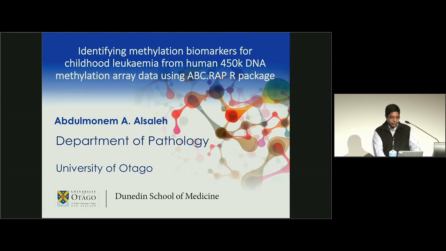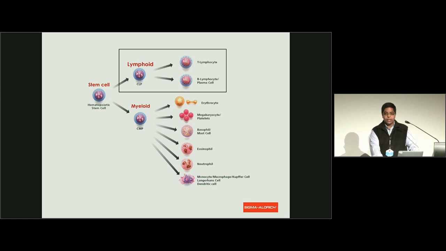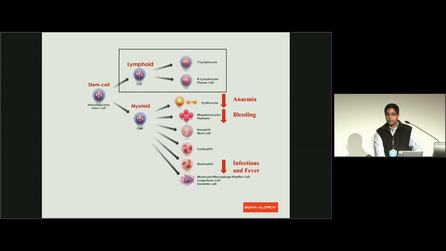What is acute leukemia? In normal bone marrow, the hematopoietic stem cells differentiate into myeloid and lymphoid lineage. And the lymphoid lineage differentiates into T cells, B cells, and natural killer cells. In leukemia, there's a proliferation of immature lymphoblasts that occupy the space of the bone marrow and compromise the functions and differentiation of the other cell lineages. So patients with leukemia tend to present with anemia, bleeding, and risk of infections.